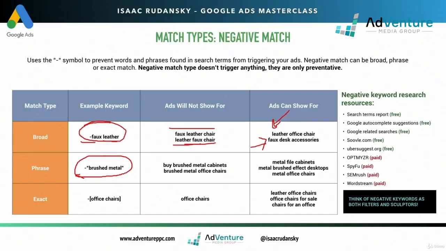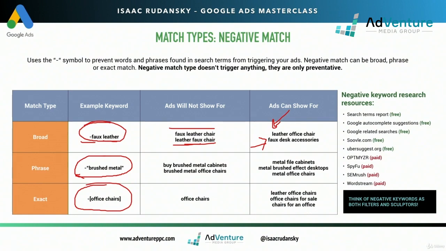And I'm going to walk you through a live account to show you how I would strategically add negative keywords with which match type. Now let's finally take a look at exact match. So exact match, again, uses the brackets. So negative exact match, I have negative office chairs in brackets. And it's the same thing conceptually as exact match positive.